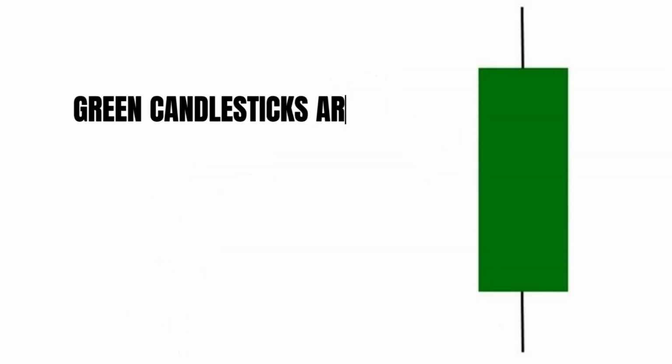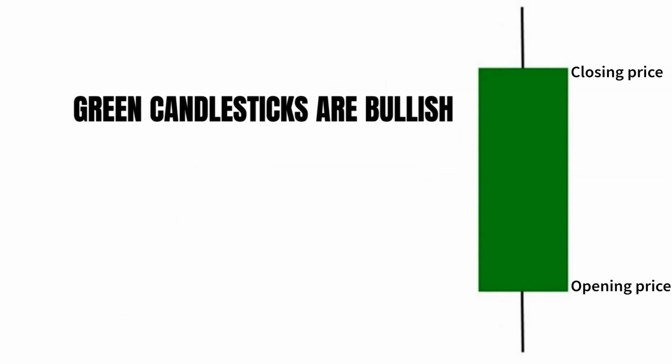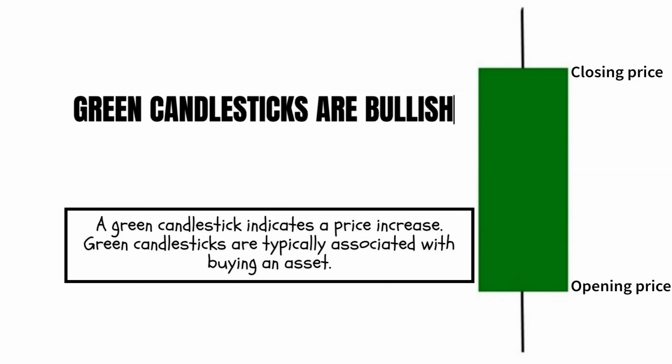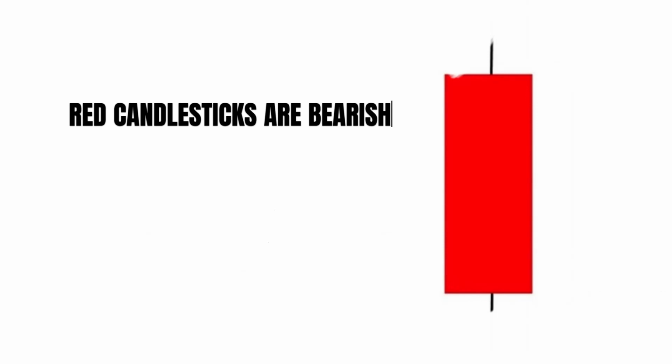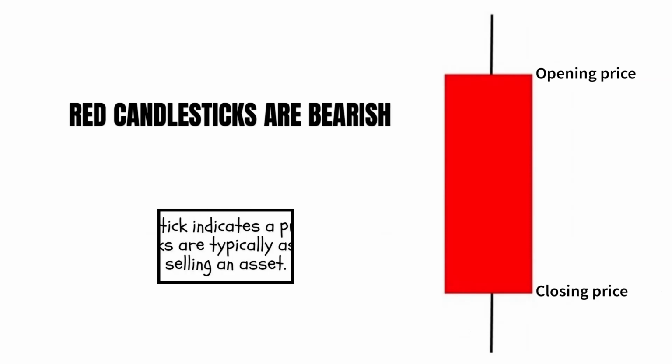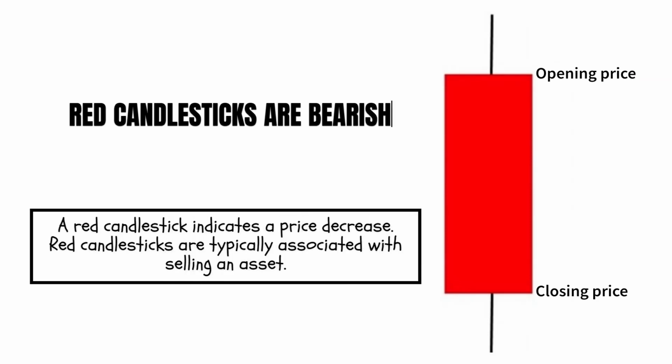For example, green candlesticks are bullish. Green candlesticks are formed when the closing price is higher than the opening price. A green candlestick indicates a price increase. Green candlesticks are typically associated with buying an asset. On the other hand, red candlesticks are bearish. If the closing price is lower than the opening price, the body is usually colored red, representing a bearish sentiment. A red candlestick indicates a price decrease. Red candlesticks are typically associated with selling an asset.